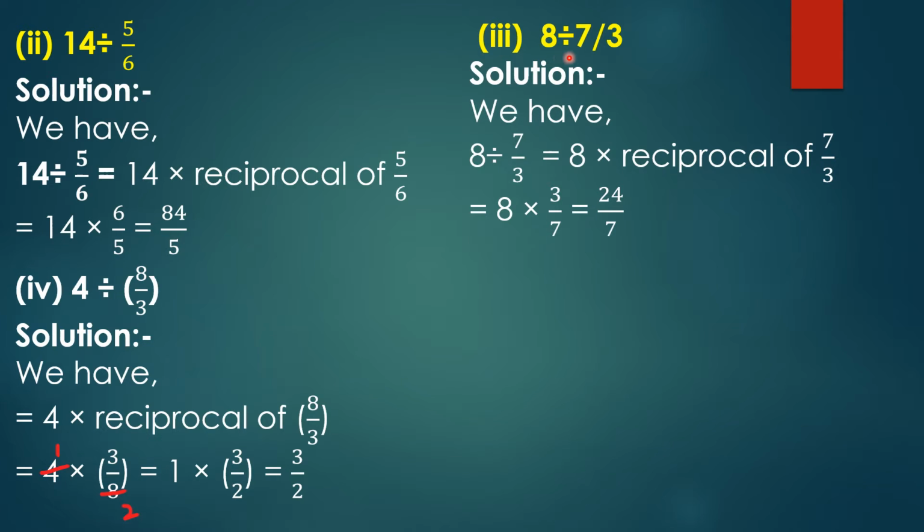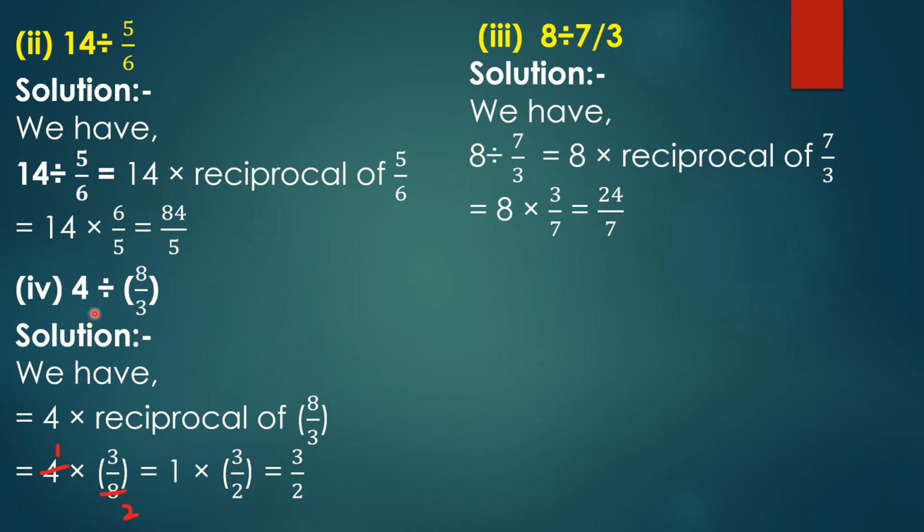The next one, 8 divided by 7 by 3. Now you tell me what to do. Yes, here we have to take the reciprocal of 7 by 3 as 3 by 7. Therefore 8 divided by 7 by 3 equals 8 into 3 by 7, which is equal to 8 threes are 24 divided by 7 is the answer for the question number 3.